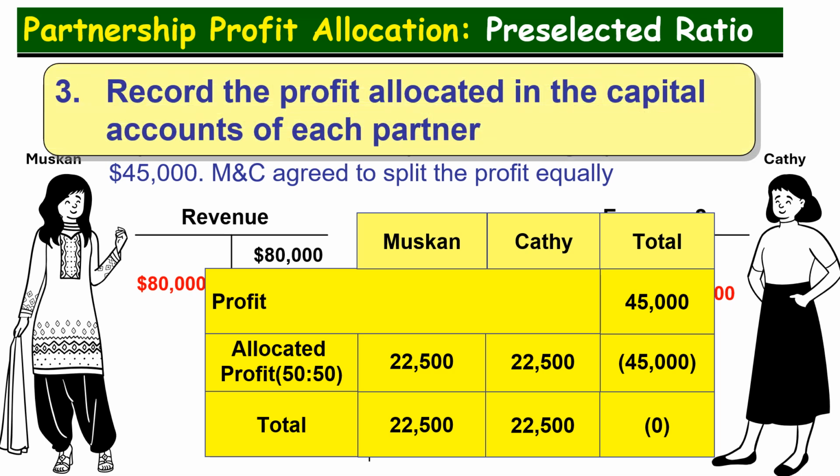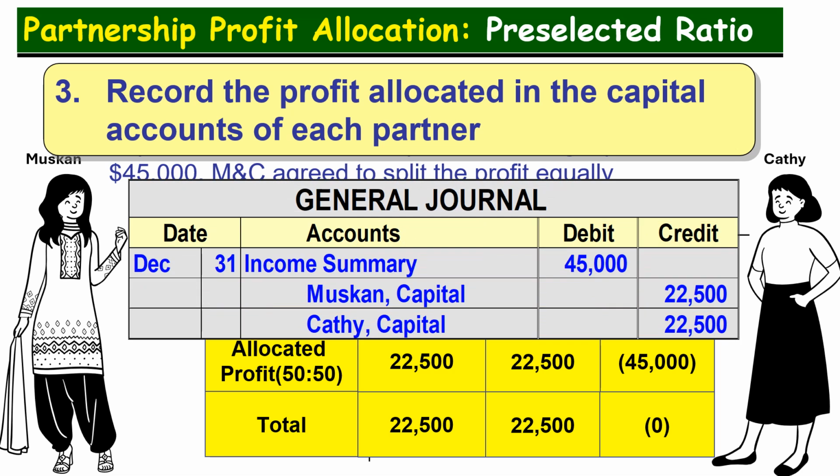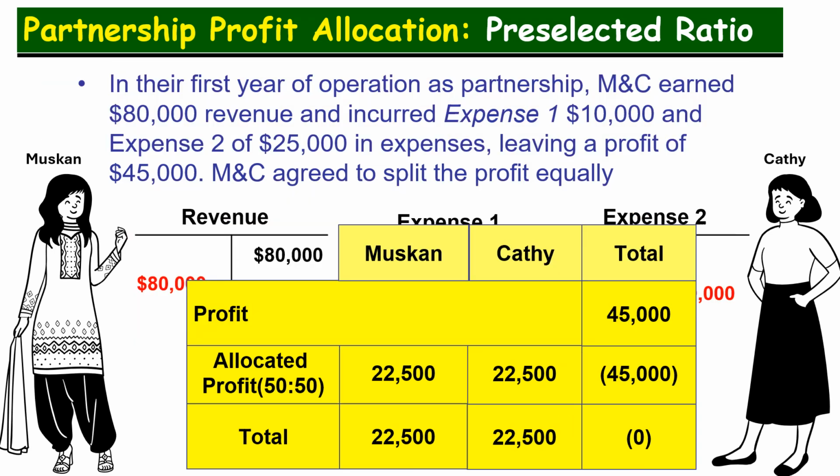So step number 3 is, now that we have allocated the profit, let's record the profit in the capital account of each partner. So we are going to debit the income summary account 45,000, and each partner's account will be credited with the amount that we have allocated in the profit schedule. That is 22,500. So that's step number 3.